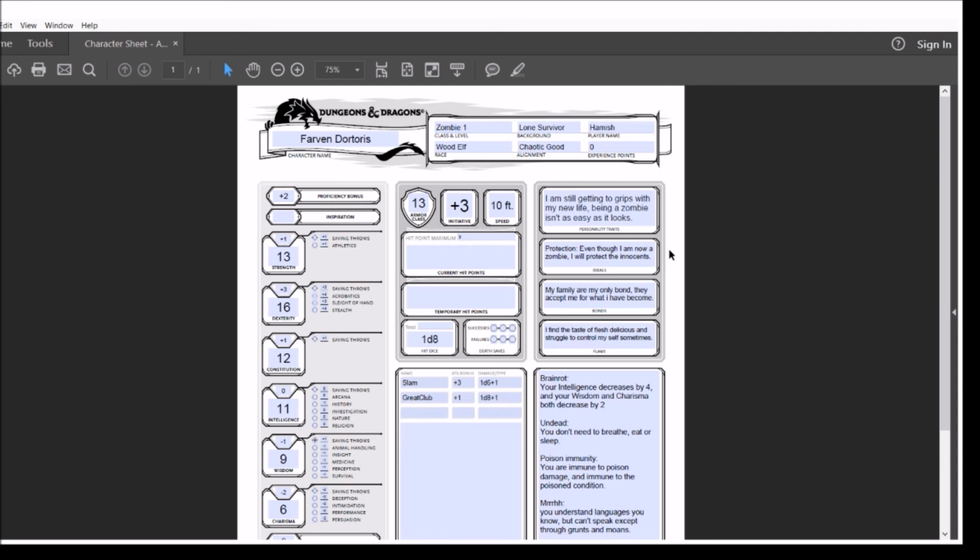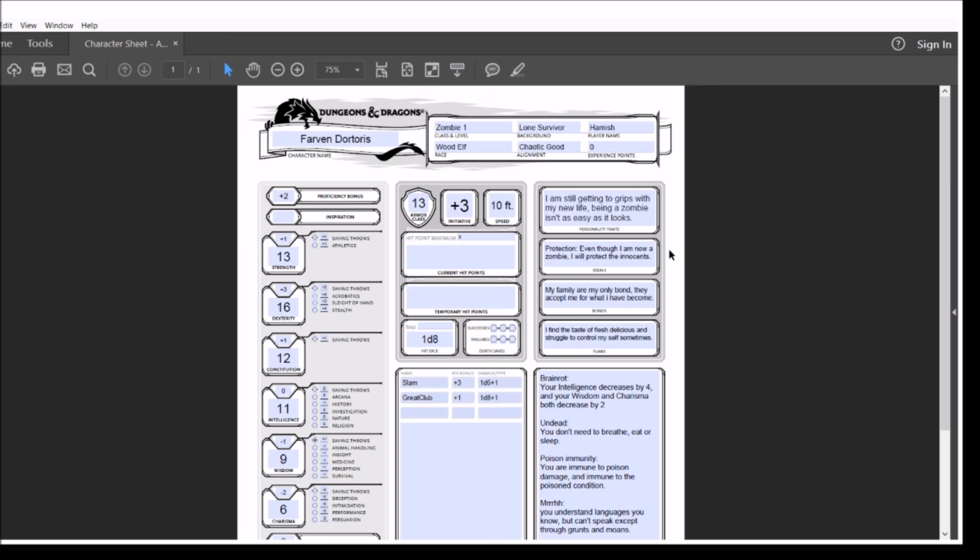And for his flaws, I've gone for the very obvious one: I find the taste of flesh delicious and struggle to control myself sometimes. I wanted him to also have the aspect that if you put him in a tavern filled with people, he would not be able to control himself from having a little nibble on someone's finger, or their neck, or their head, or them. You. So, that is a cool characteristic.